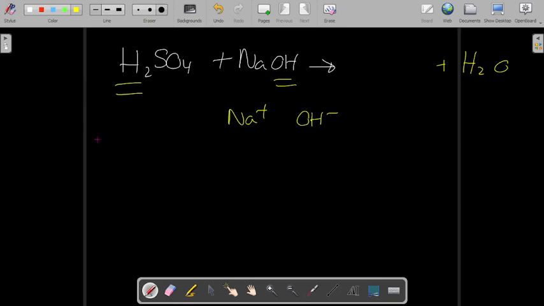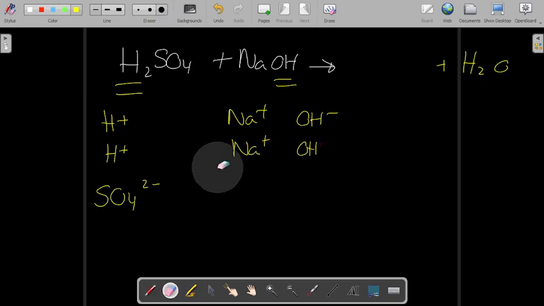Okay. So what do we have here? We have two hydrogens, and we're left with SO4 2 negative. Everybody sees that? Okay. So basically what I can do is create two waters, but I'm going to need two of these to do that. I need to have two.